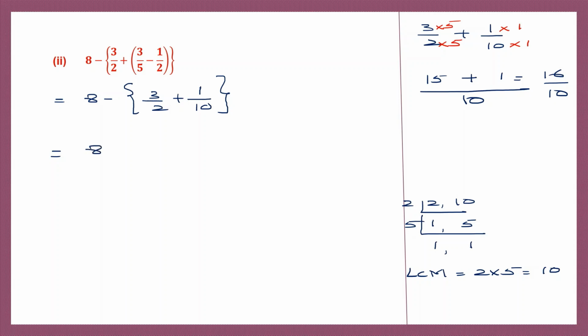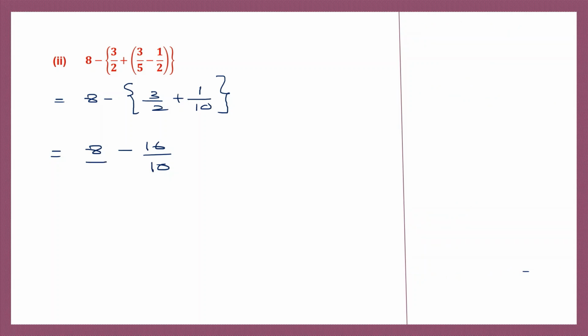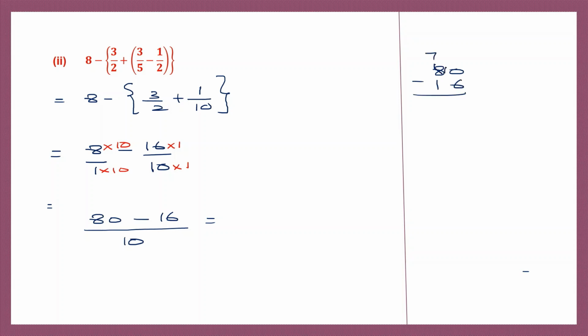So here we have 8 minus 16 by 10. So this will be 8 by 1 minus 16 by 10. So here our common denominator is 10. So 1 into 10 is 10. So 8 into 10, 8 tens are 80, minus 10 into 1 is 10, so 16 into 1 will be 16 itself. So 80 minus 16, let's subtract and see. 80 minus 16, borrow. 10 minus 6 is 4. 7 minus 1 is 6. So here we have 64 by 10.